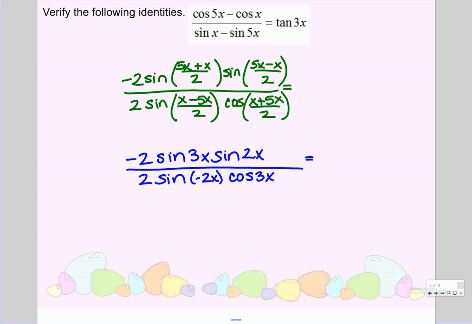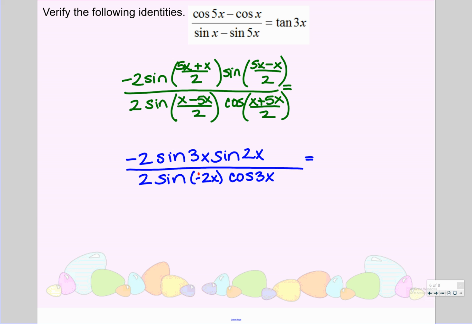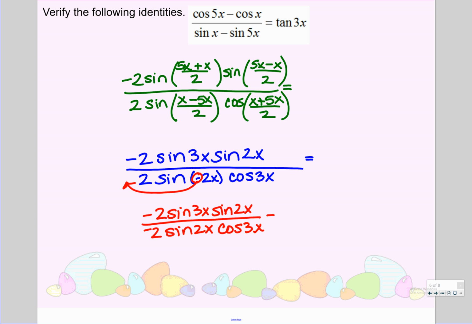Okay, anything else we could simplify here? Yeah, negative angle, and again, it's a sine, so what can I do with that negative? Get rid of it or move it out front? Move it out front. If I take that and move it out front, here's what I have. Negative 2 sine 3x, sine 2x on top. That stays the same. Negative 2 sine 2x, cosine 3x on the bottom.